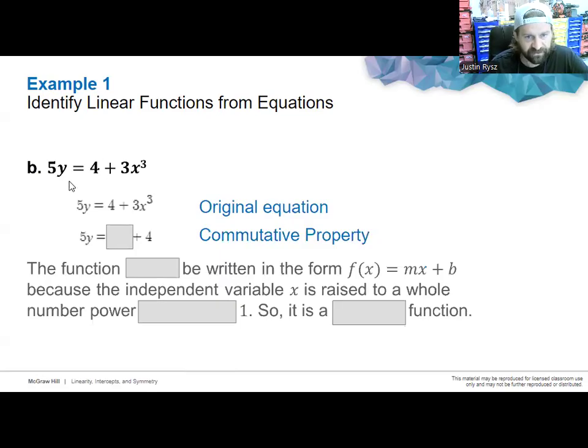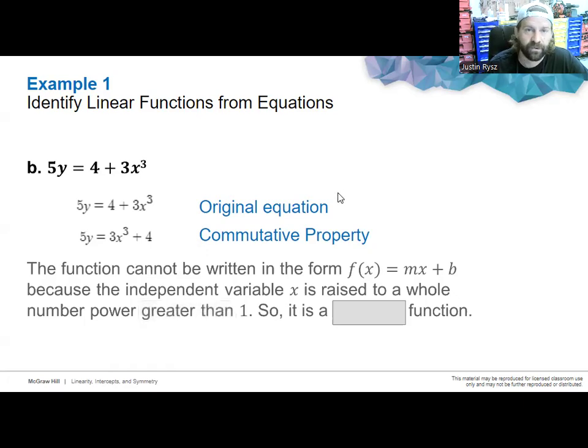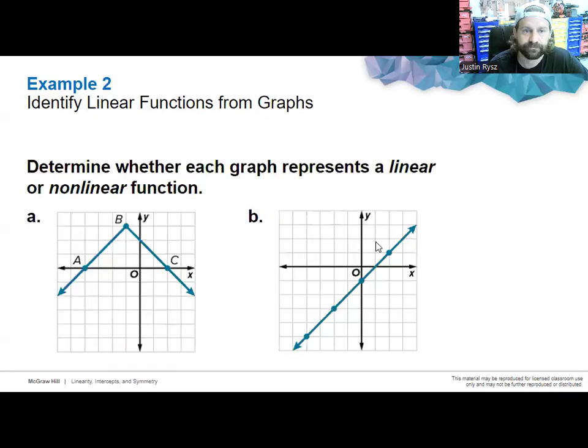All right, now with this other equation here, if we were going to try to get the y by itself, we'd probably want to move the x over first, and we'd have a 3x cubed. Now, this function cannot be written in the form of f of x equals mx plus b, because the independent variable, the x, is raised to a number greater than 1. Okay, it's cubed. If it's cubed, squared, to the 99th power, it's not a linear function. So this is a nonlinear function.